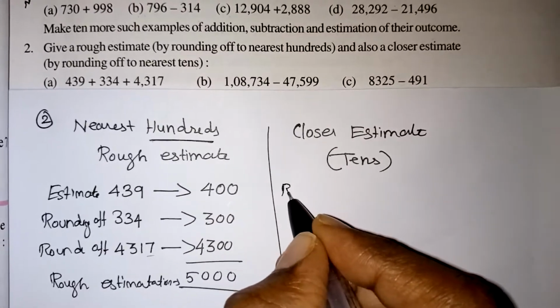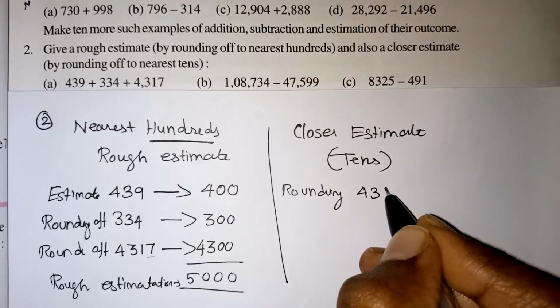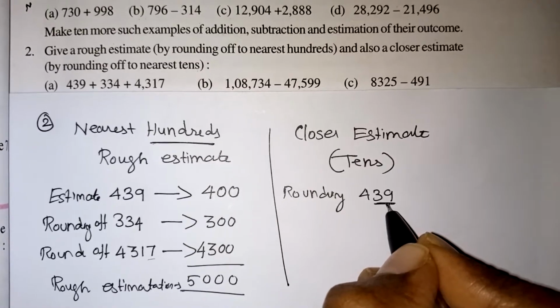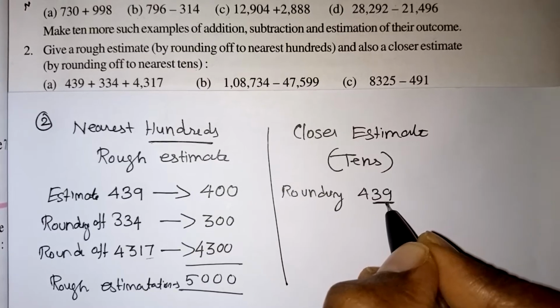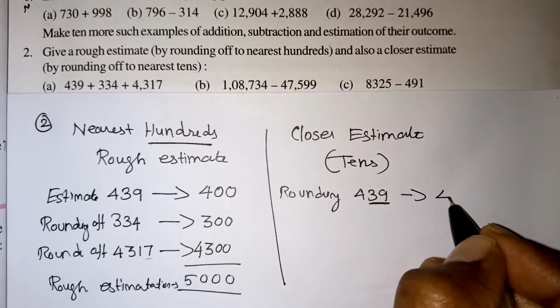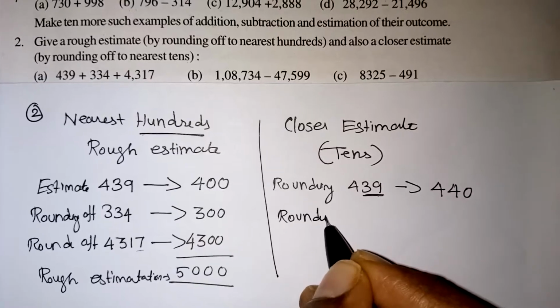So first let us round off 439. Tens place we have to think. So 39 is nearest to 30 or 40, we have to think. That is nearest to 40, because that is 1 less than 40 only. So this number becomes 440. Now 334 also we have to round off.